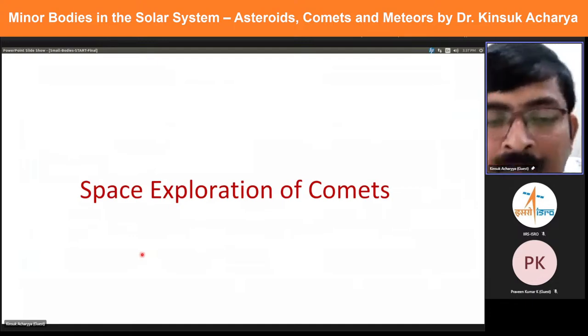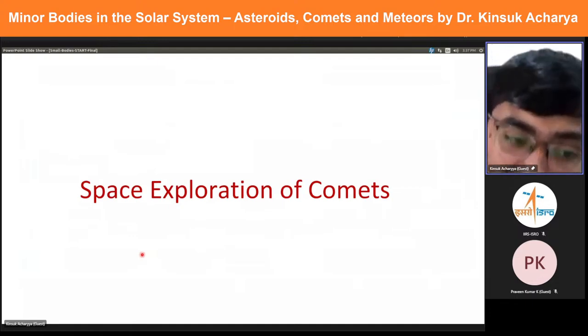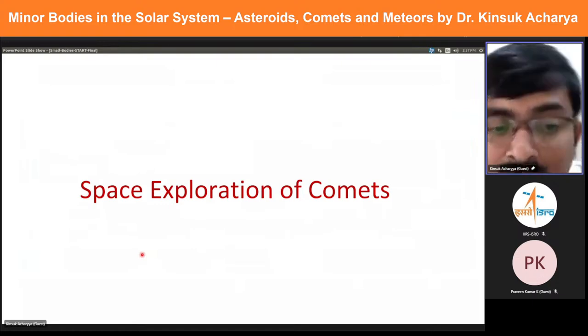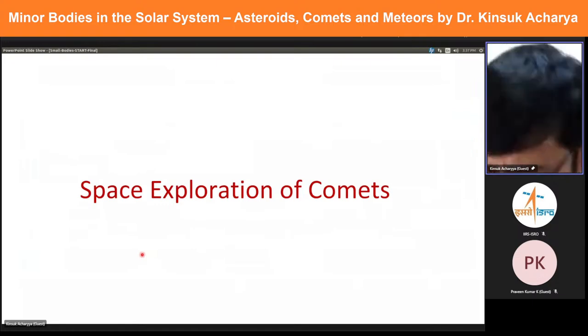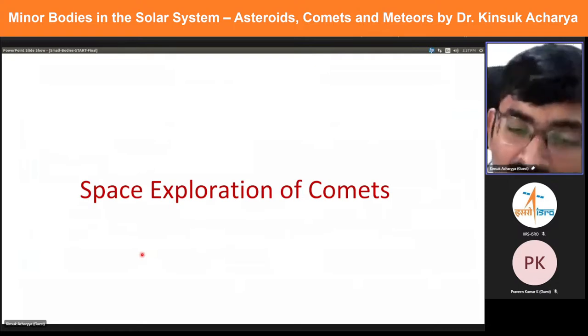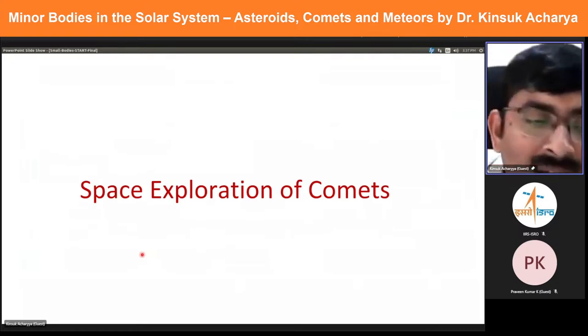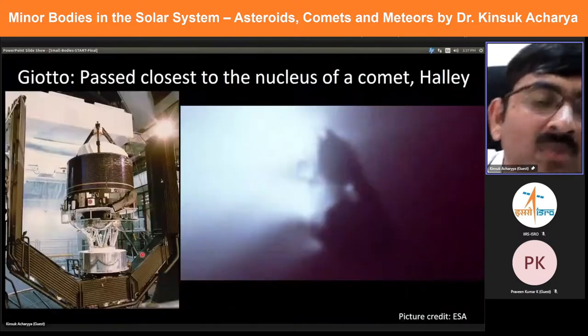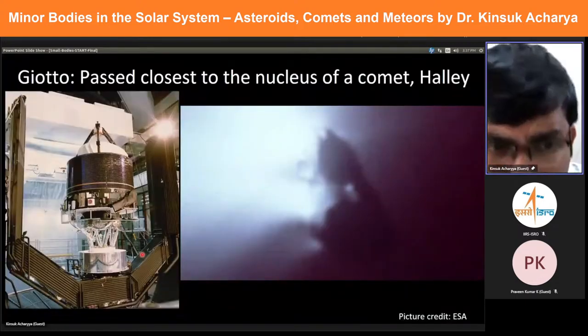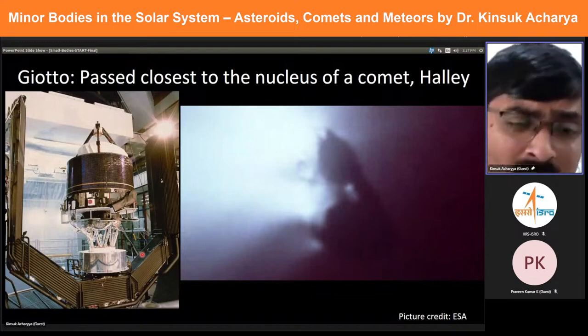But if you want to study what kind of material is in the cometary nucleus, then you have to make a space exploration. And the first, very notable, there are many explorations. I will not go into detail due to the lack of time. So the first notable exploration is Giotto, which studied the comet Halley.